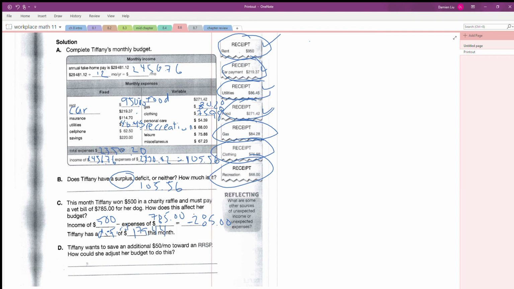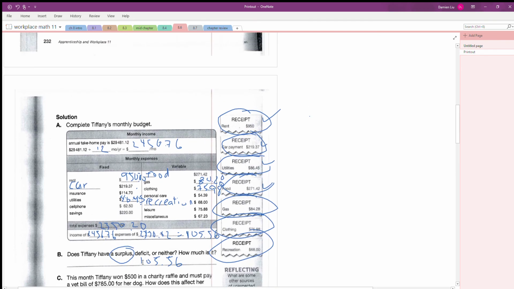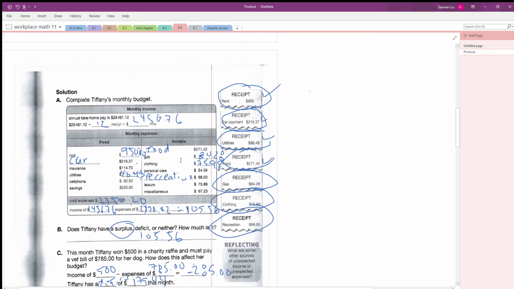Tiffany wants to save an additional $50 per month toward an RRSP. How could she adjust her budget to do this? All right, and I'm going to assume that this is talking about from now on, not just this month. So if she wants to save an extra $50, then she has to look at her budget and say, all right, well, where can I save $50? And typically we go to the variable side because the fixed is fixed. They're usually not changing, and you've got into a contract of some sort.